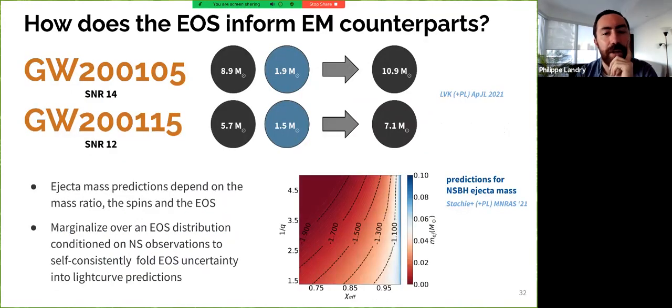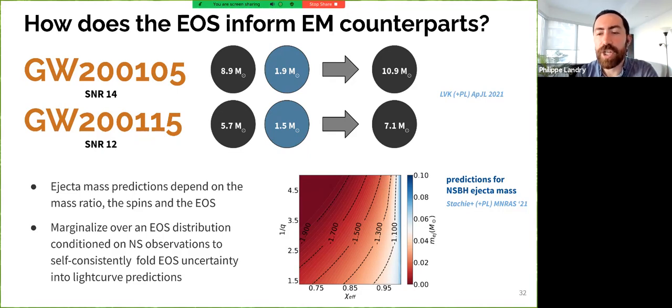Equation of state information also can go into electromagnetic counterpart predictions. So there were two neutron star black hole mergers discovered last year. We did not see an electromagnetic counterpart associated with these because we think the neutron stars got swallowed up whole pretty much by the black holes. And that's borne out by predictions for the amount of ejected matter, which is what's shown in this plot on the color scale here, as a function of the spins involved and the mass ratio involved.